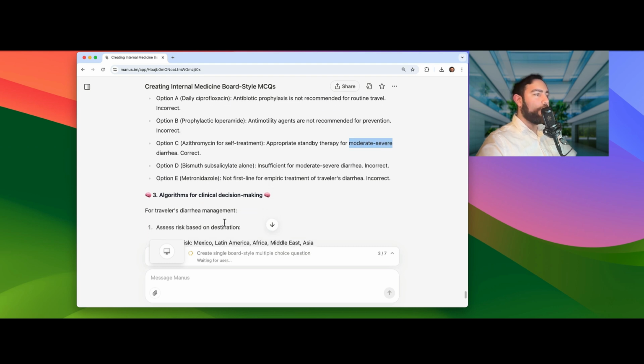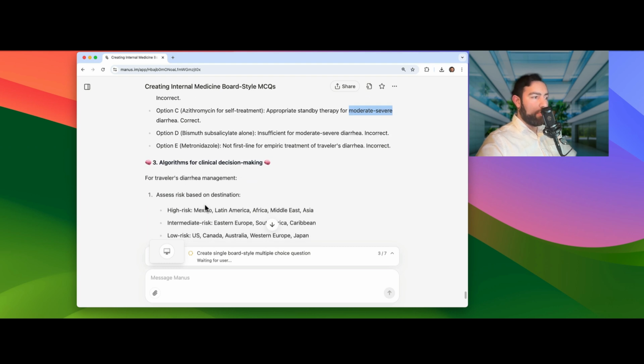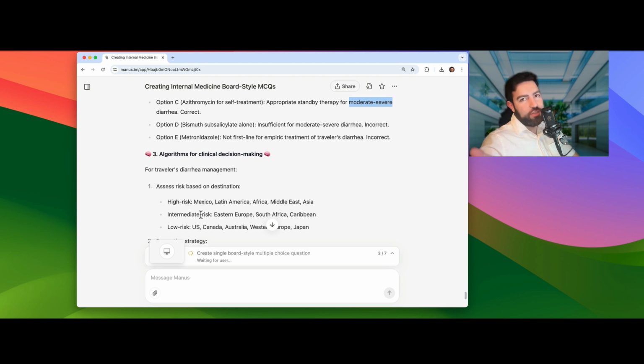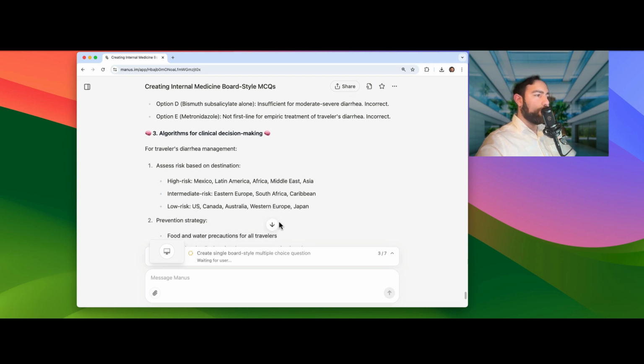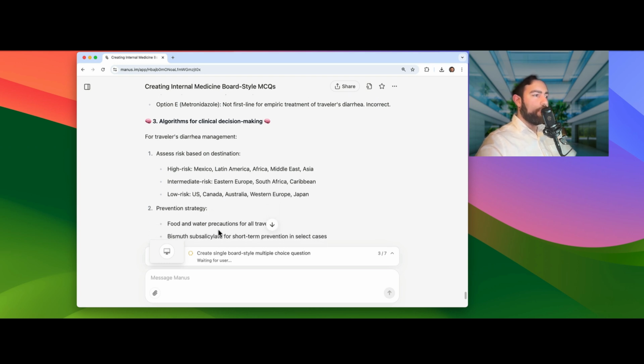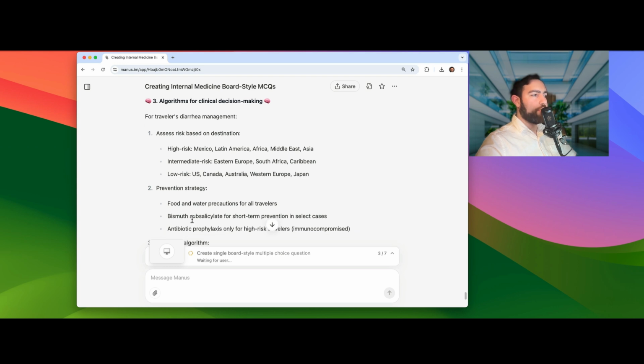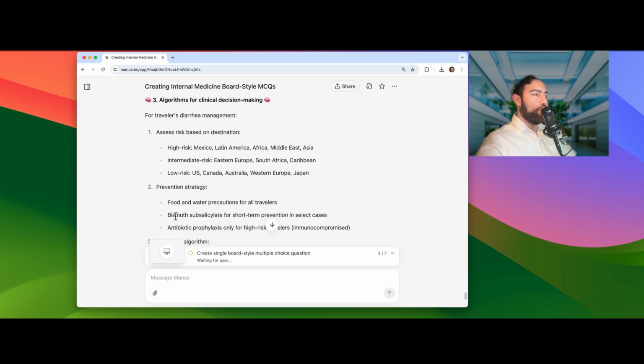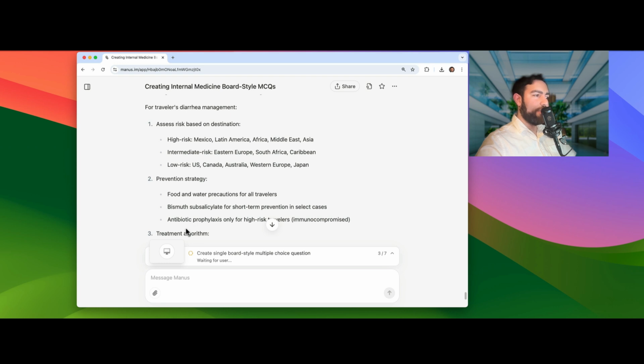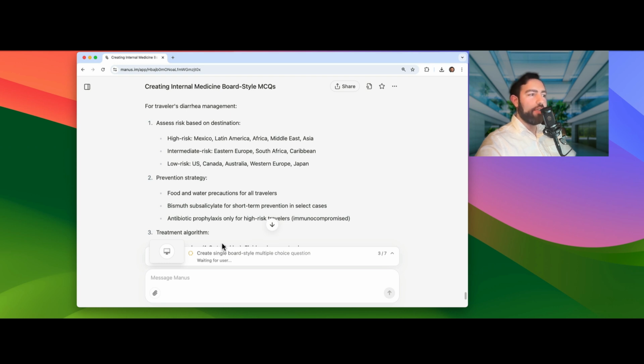And then the algorithm here is very important. So you kind of have to know geography, and there's no other way around it, right? High risk areas: Mexico, Latin America, Africa, Middle East, Asia. Intermediate risk would be Europe, South Africa, Caribbean. Low risk: US, Canada, Western Europe and Japan. Prevention strategy: food and water precautions for all travelers. You may use bismuth subsalicylate for short-term prevention in select areas. Antibiotic prophylaxis only for high-risk travelers.